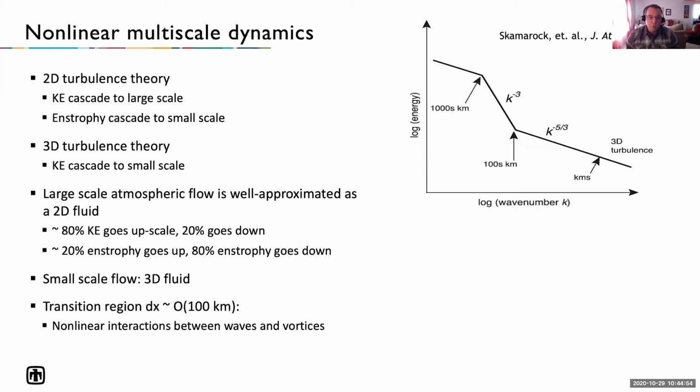But as you move down the spatial scale or up the wave number, you approach 3D turbulence theory, where kinetic energy now also cascades to the smaller scales. In atmospheric flow at the large scales, empirically approximately 80% of the kinetic energy moves up in wavelength, and 20% goes down, and entropy is the opposite. And there's this transition region at the scale of around 100 kilometers where there are nonlinear interactions between waves and vortices that can cause things like vortices to grow. And that's just one of these challenges that we find in the physics of our planet.